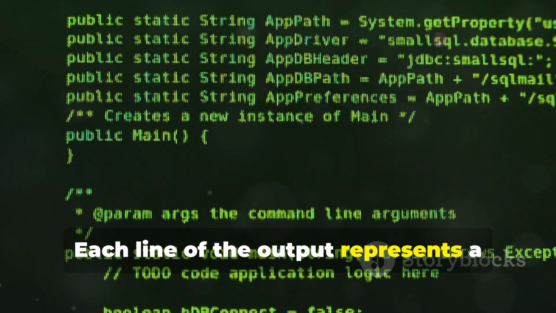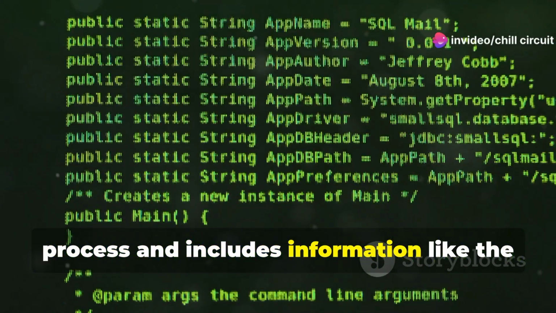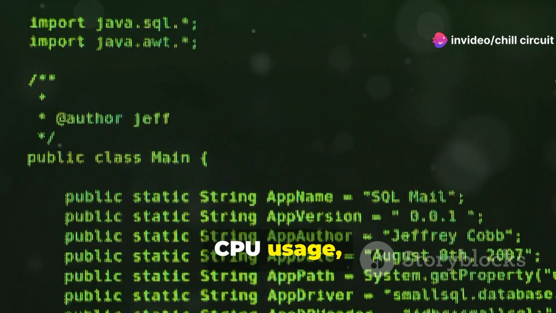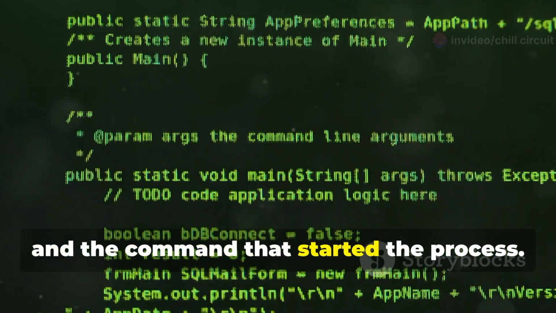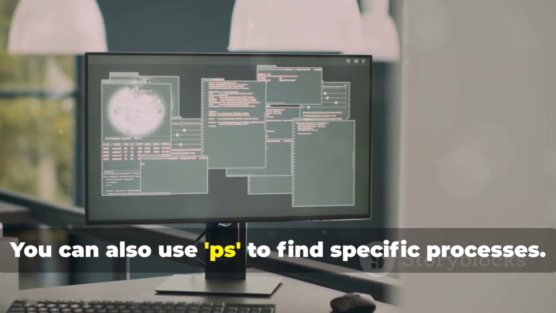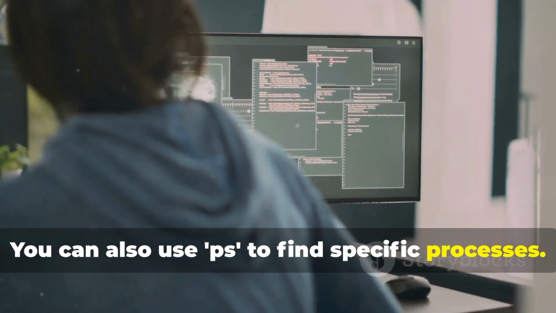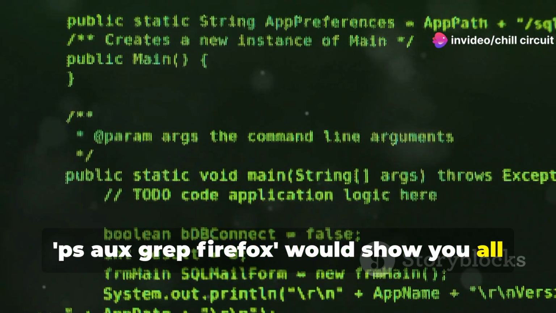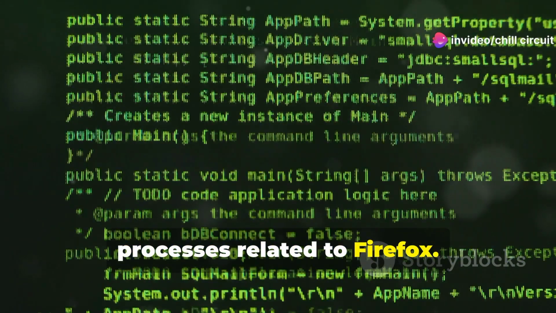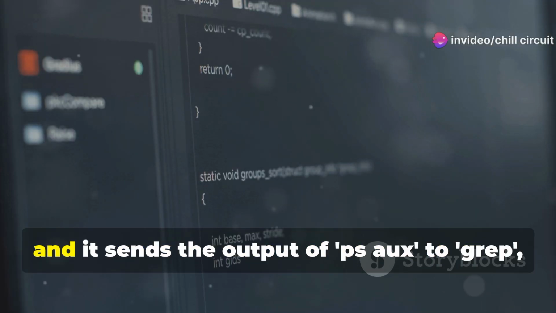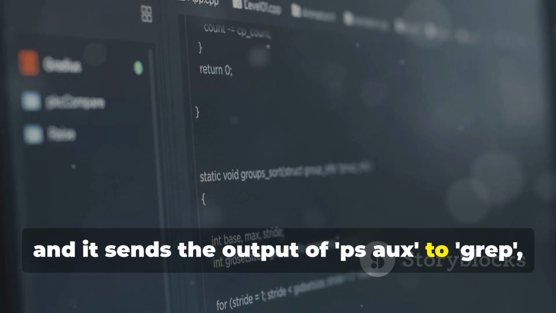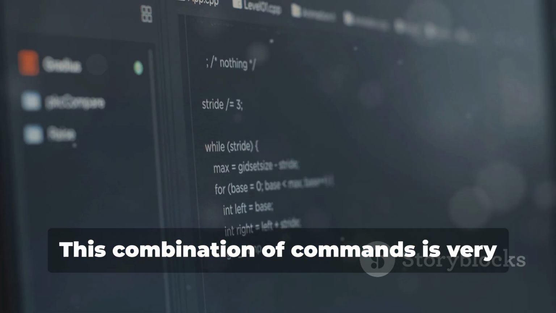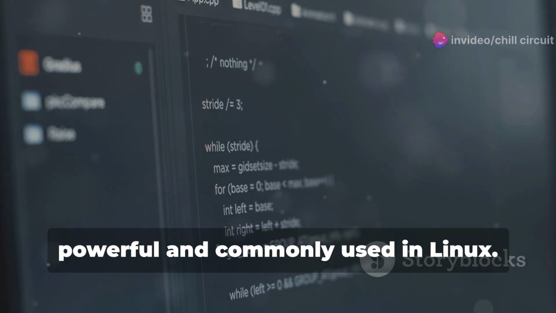Each line of the output represents a process and includes information like the process ID, PID, CPU usage, memory usage, and the command that started the process. You can also use ps to find specific processes. For example, ps aux | grep firefox would show you all processes related to Firefox. The | symbol is called a pipe, and it sends the output of ps aux to grep, which then searches for firefox. This combination of commands is very powerful and commonly used in Linux.